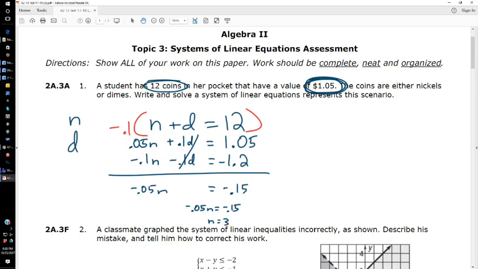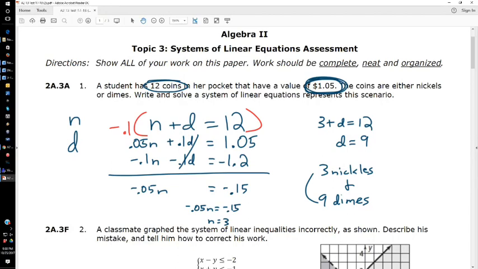So you have 3 nickels. The nice thing about that is if I have 3 nickels, 3 plus what equals 12? If you have 3 of one thing and 12 total, you have 9 of the other. So I've got 3 nickels and, not 12, 9 dimes. And if you want to check yourself, yes, 9 plus 3 is 12 coins.